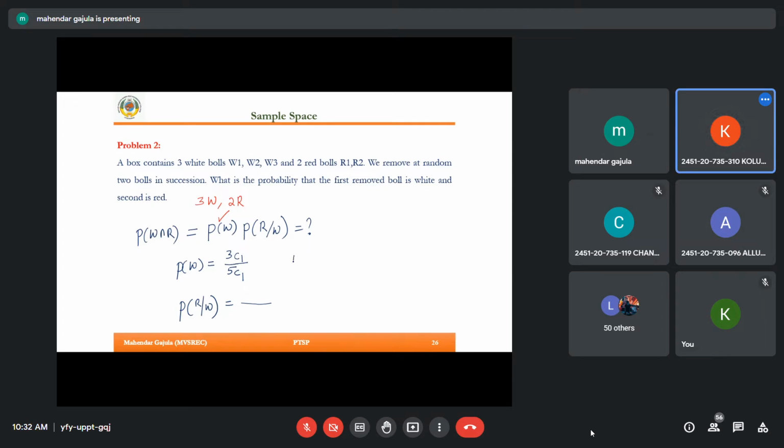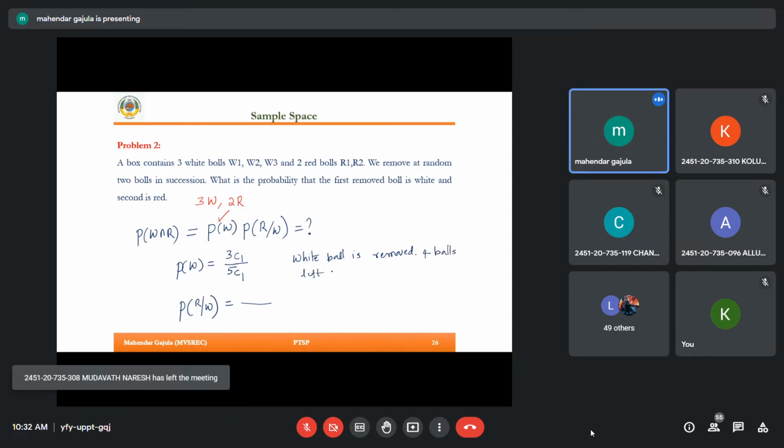4, sir. Yeah. White ball is removed. 4 balls left in box. Now total possibilities, any 4 balls are there, so 4C1. Next also we are removing 1 ball. So total possibilities are 4C1. Out of this 4C1, how many are favorable to remove or draw a red ball?